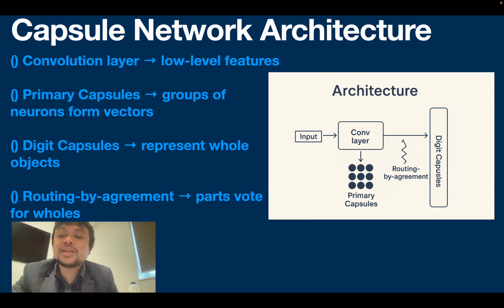The critical mechanism is routing by agreement. If lower-level capsules agree they are part of the same object, their signals are strengthened. If they don't agree, their influence is reduced. This allows CapsNets to build a richer understanding, not just of where parts are present, but of how these parts are arranged.